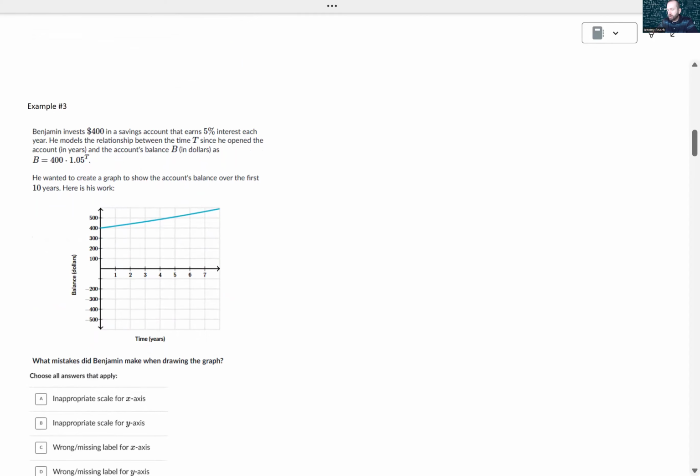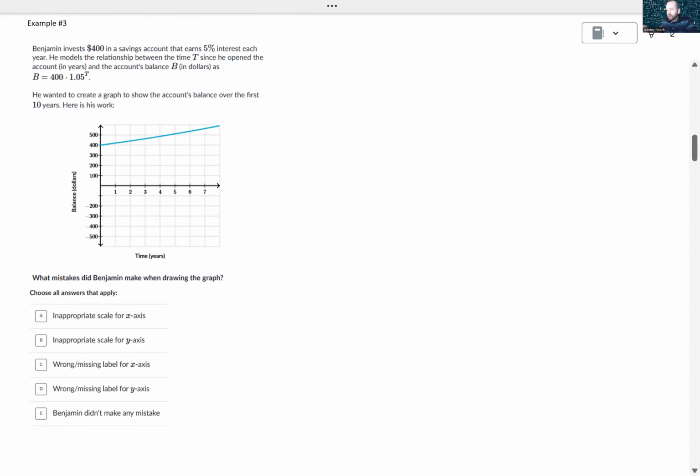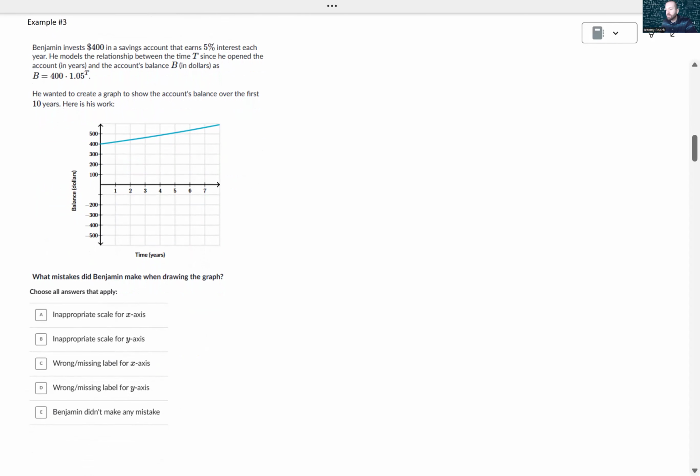Okay, let's look at another one. This one looks like an exponential formula. This person invests $400 in a savings account that earns 5% interest each year. T is time, B is the account balance, and this would be y equals 400 times 1.05 to the x if you wanted to write them in terms of y and x.